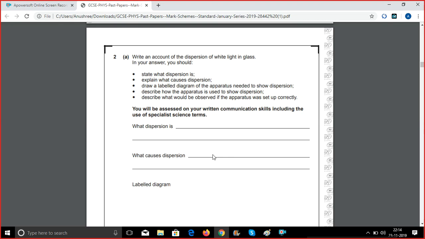Okay, what causes dispersion? All the lights are refracted at slightly different speeds in the perspex block or in the prism, and so when they come out the other end, they're all split. So basically it happens because of the reflection.